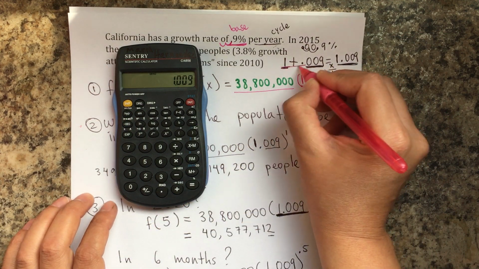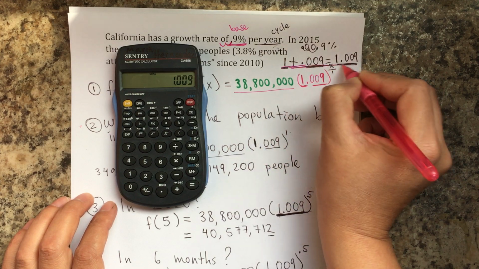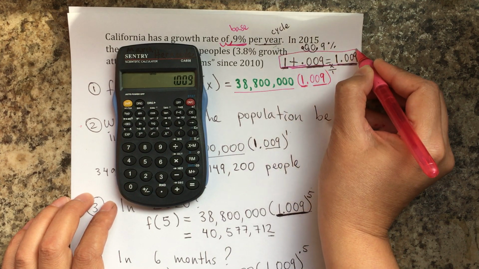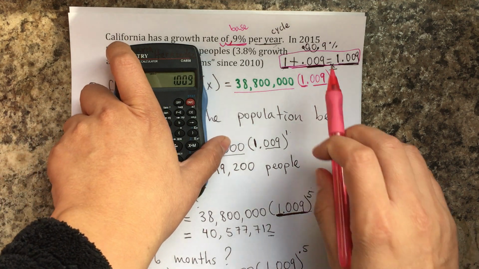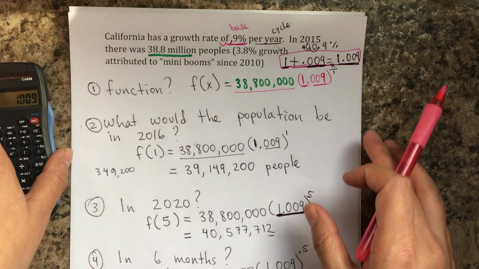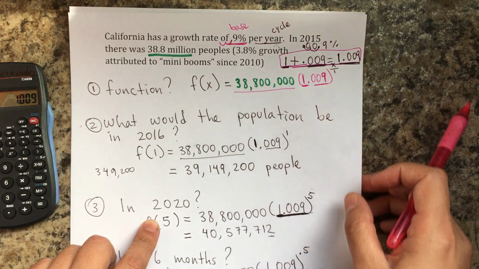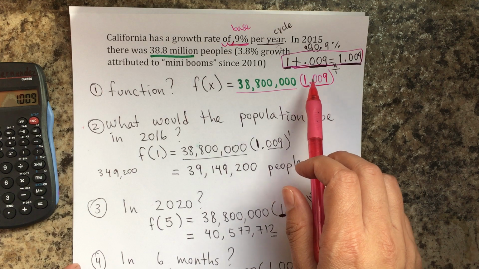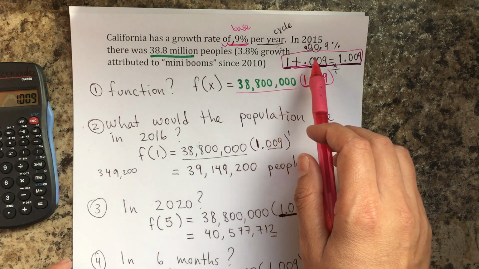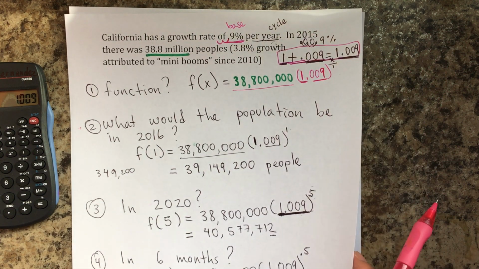So the 1 plus the growth, and that's the 1.009 that we use for the growth. I'm showing you this because it's going to be very important for us to understand where that base came from: the population that exists plus the growth.